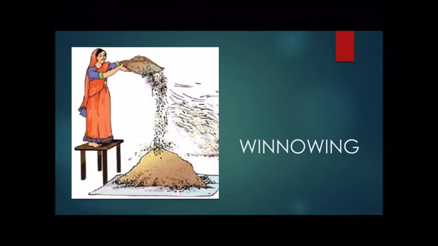So where is winnowing generally used? Winnowing is used by the farmers for separating grains from the chaff. Chaff means khosha, or a light kind of unwanted thing.